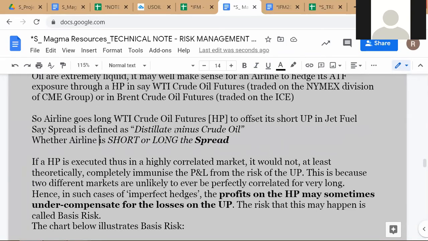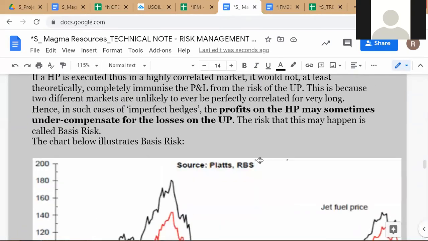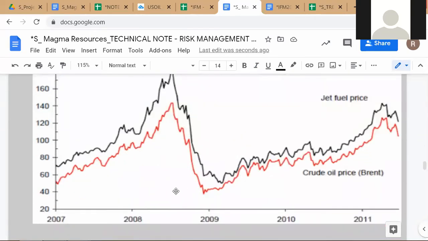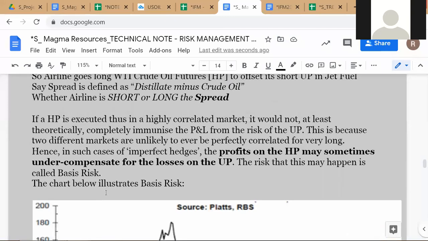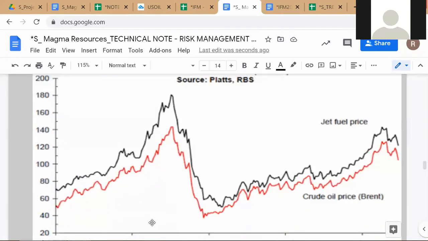So here we define the spread as distillate minus crude oil, and now we use the same logic which we used in the case of the underlying position. If we say that they are short the spread, then it better be true that when the spread defined like this increases, they lose money. Distillate minus crude oil becomes a new market, a new KRF for them. You plot it here, distillate minus crude oil, and that becomes a new KRF for them.